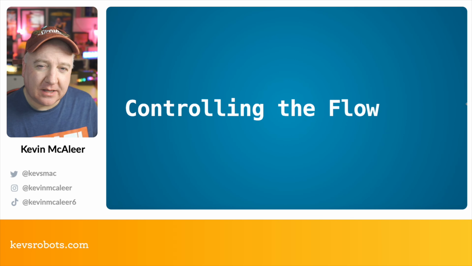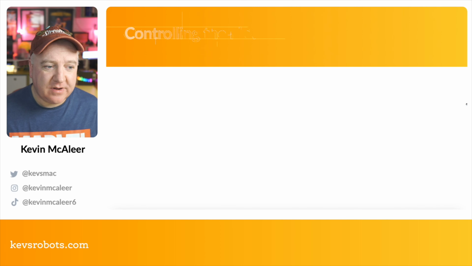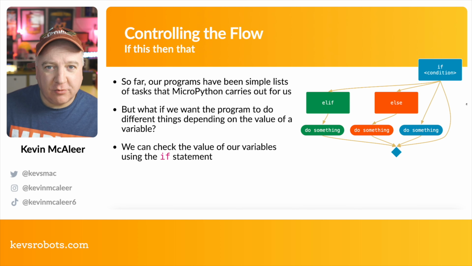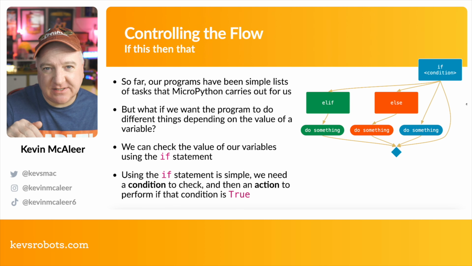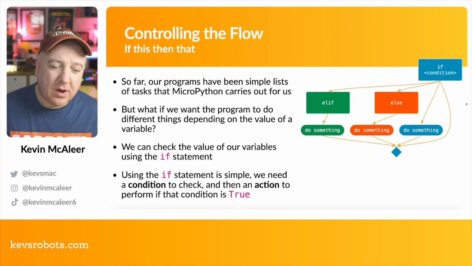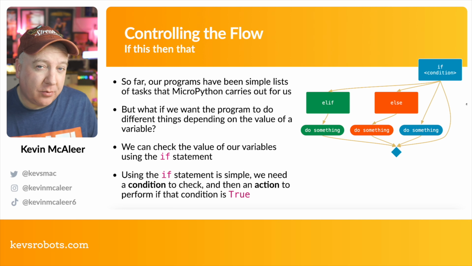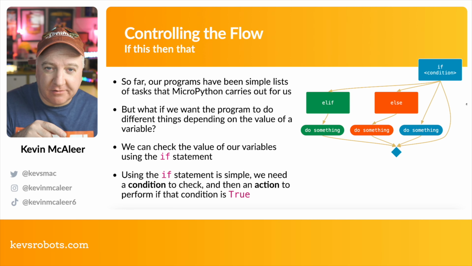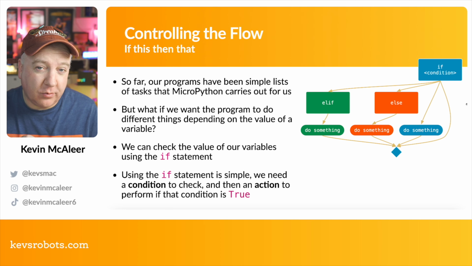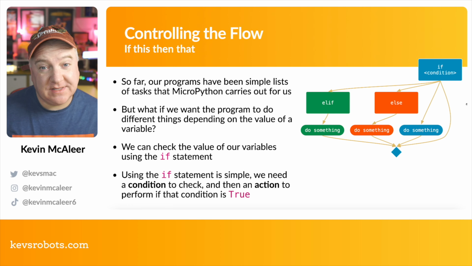Okay, so let's have a look at controlling the flow of our program. Previous to this, we've written small programs that just do essentially a list of simple tasks in order. Now, what happens if we want to make a decision in our program? What happens if we want to branch off depending on the value of one of our variables? We need to use the if statement.